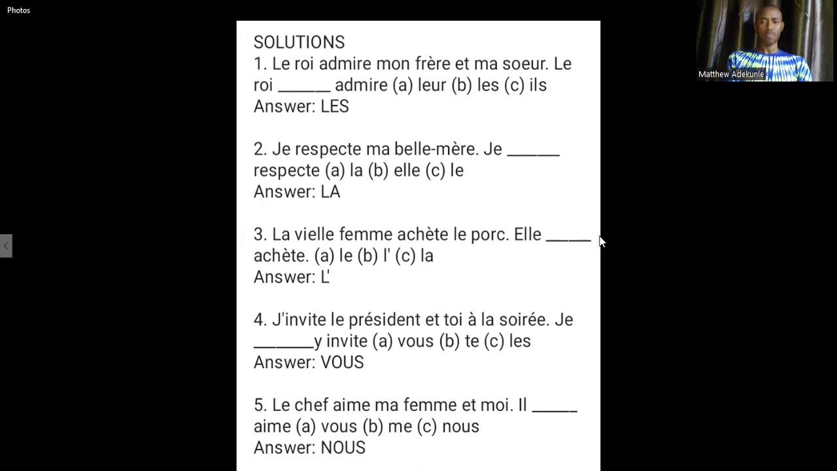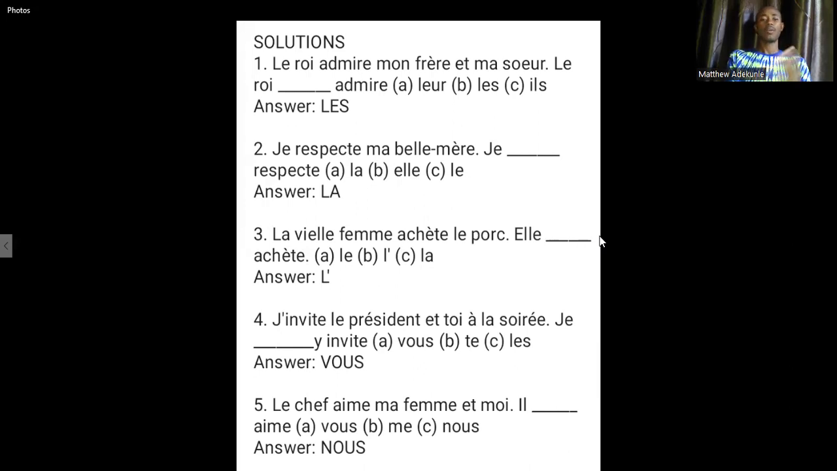So then the third one, "la vieille femme achète le porc". The old woman is buying pork meat. So how do we say she buys it or she's buying it? "Elle l'achète." Now why are we picking "l'"? Normally pork, you will realize, is masculine, right? But we cannot say "elle le achète", because of the rule that was stated in the preceding tips. It doesn't work that way in French.